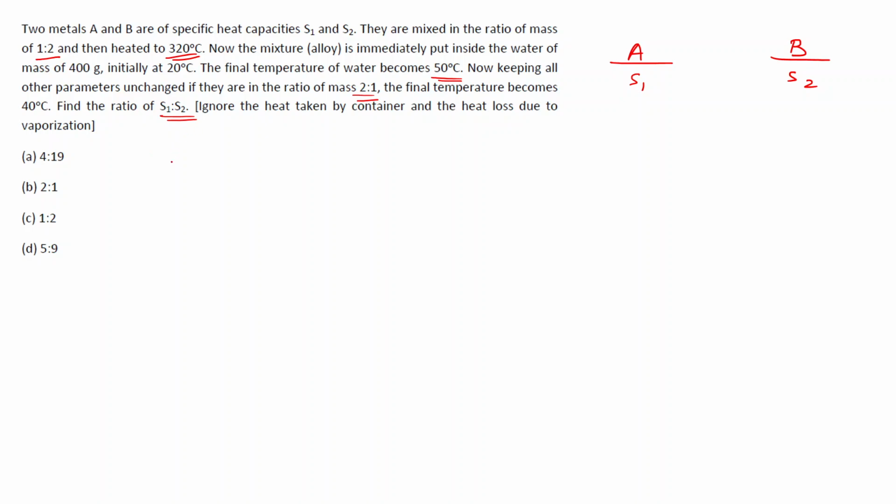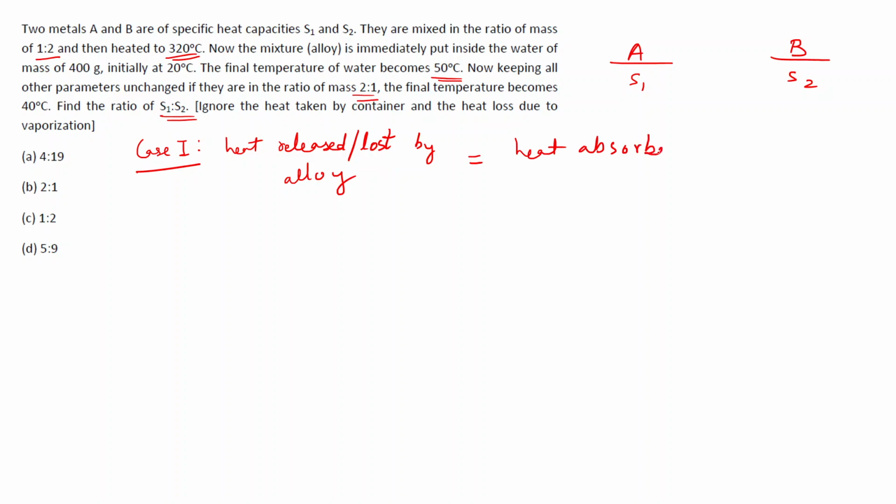of calorimetry, first for case 1, where they are mixed in the ratio of 1:2 of their masses. From the law of calorimetry we know the heat lost by the alloy will be equal to the heat absorbed by water.